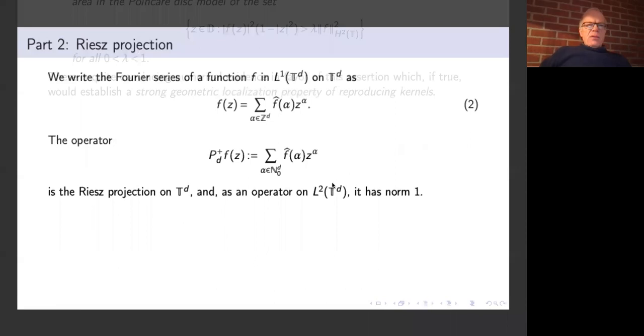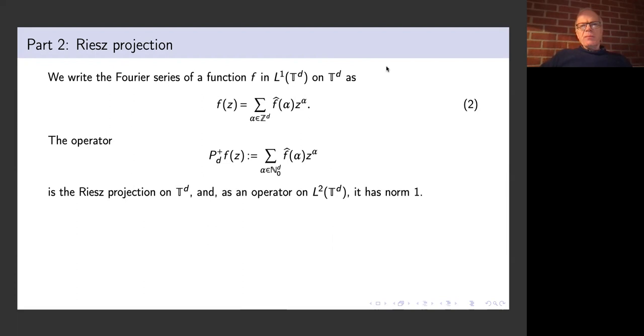Okay, so let's go to the next topic, which is about the Riesz projection. I guess this is a well-known operator. We have a function, let's say in L1, represented by its Fourier series. We take the orthogonal projection where we keep only the frequencies with non-negative indices. And as an operator on L2, of course, it has norm one.